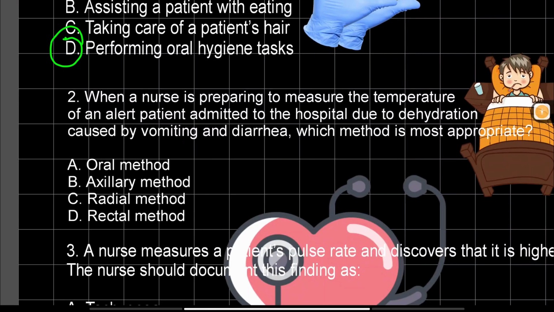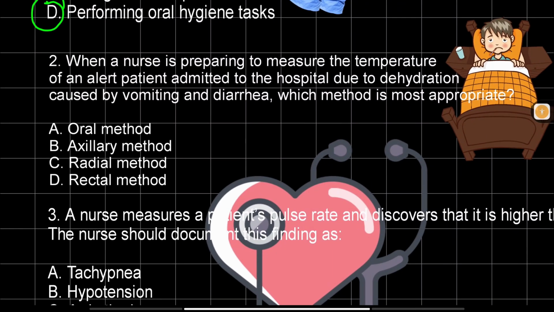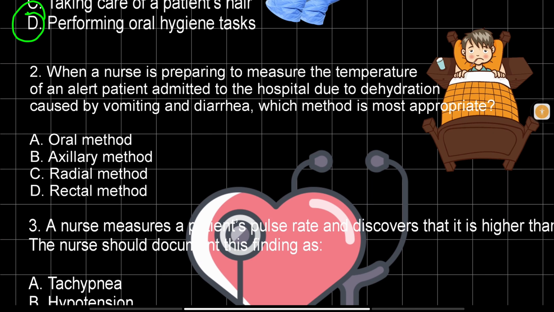Board exam type of question number 2. Let me read to you the question. When a nurse is preparing to measure the temperature of an alert patient admitted to the hospital due to dehydration caused by vomiting and diarrhea, which method is most appropriate? Now, here's the question. I-dissect natin to.